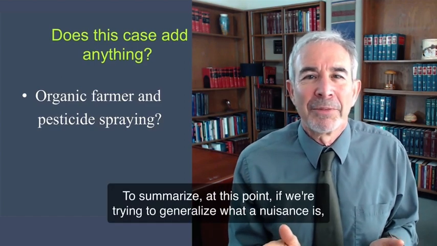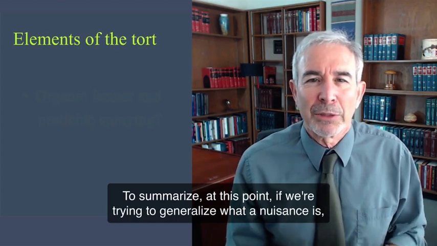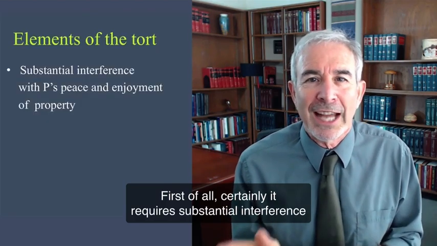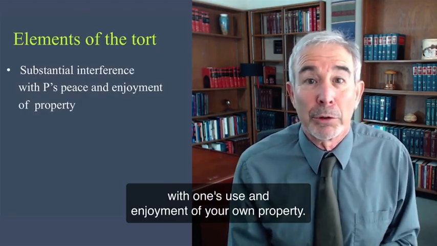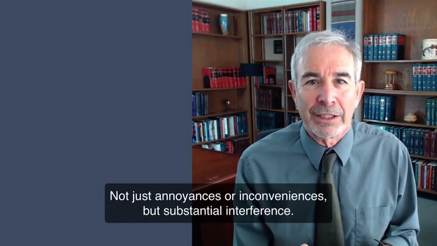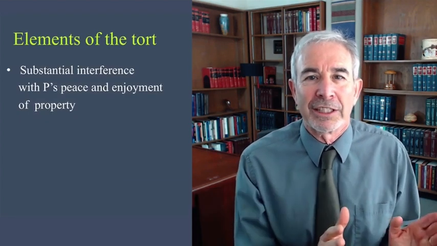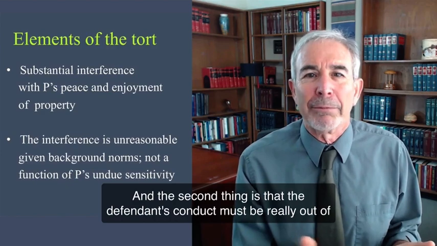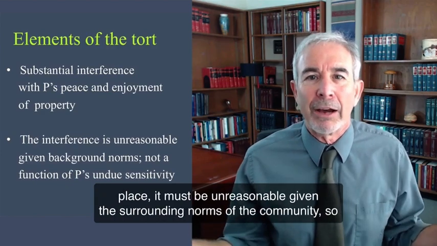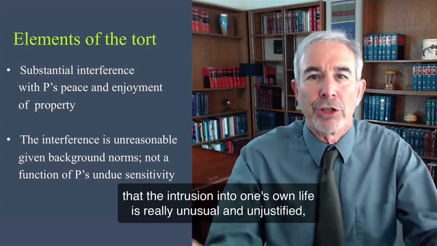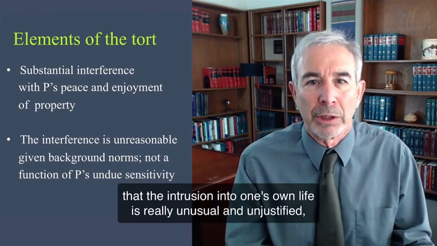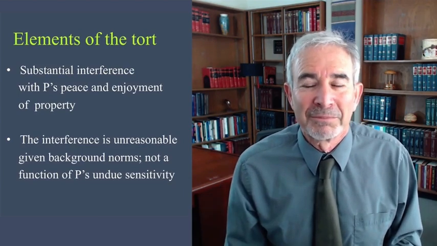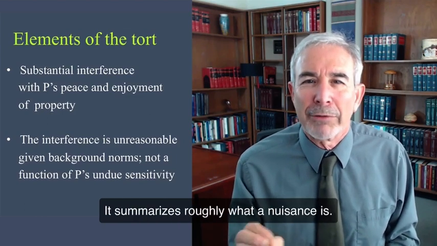To summarize, at this point, if we're trying to generalize what a nuisance is, we should consider a couple of things. First of all, certainly it requires substantial interference with one's use and enjoyment of your own property. Not just annoyances or inconveniences, but substantial interference. And the second thing is that the defendant's conduct must be really out of place. It must be unreasonable given the surrounding norms of the community, so that the intrusion into one's own life is really unusual and unjustified and out of keeping with the surrounding areas, like a pig in the parlor. Well, that's enough. It summarizes roughly what a nuisance is.